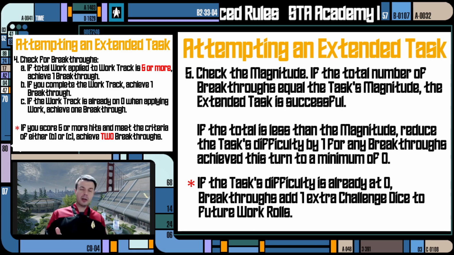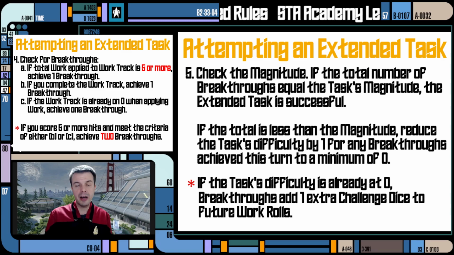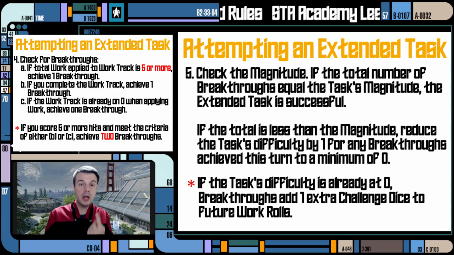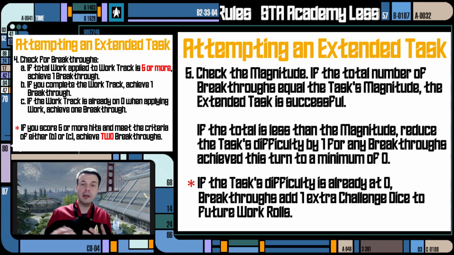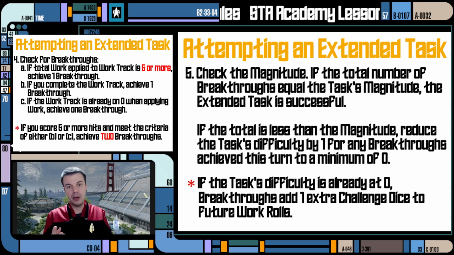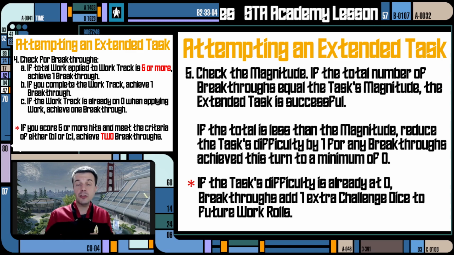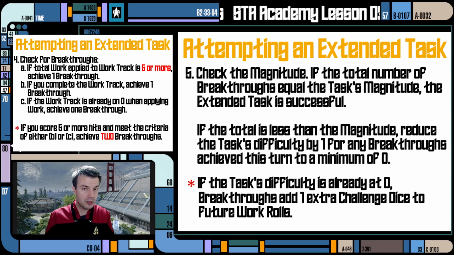If it's not complete, you get to lower the difficulty of the task by 1 point for each breakthrough that you earned. So if on one turn I earn 1 breakthrough, I knock that difficulty down by 1. If on the next turn I hit 2 breakthroughs, I knock it down 2 more points.